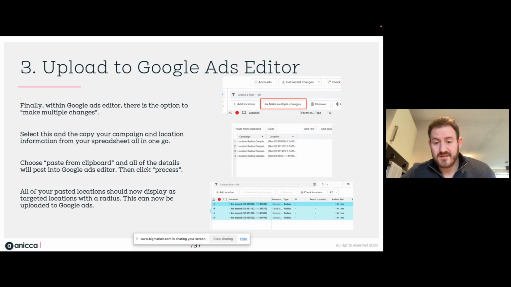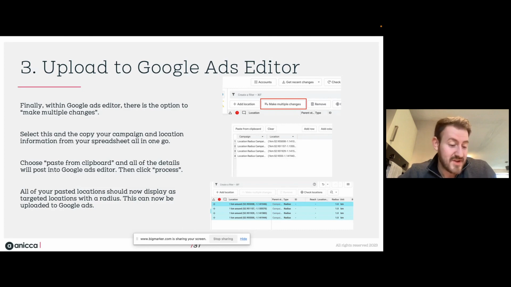We've then created a spreadsheet that has the name of the campaign that we'd like to set up and that location information all condensed into one cell. We've then imported that information into Google Ads Editor and uploaded it to our campaign. So you can see here in the image in the bottom right that we are now targeting 1 kilometer around each of those individual latitude, longitude locations.